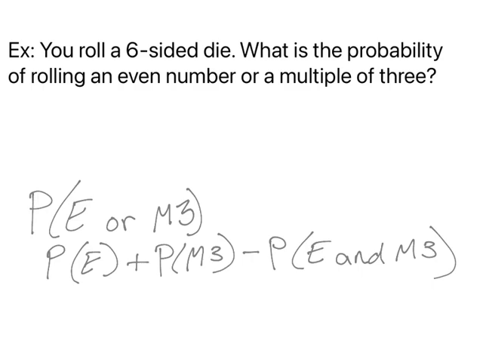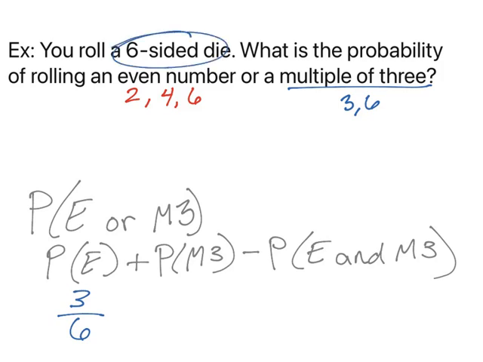Okay, well, what do these mean? So let's start with an even number. Well, 2, 4, and 6 are even numbers. What about multiples of 3? Well, that's 3, 6, 9, 12, 15. Those are all multiples of 3. Okay, great. So looking at the probability of even, there are 3 of them out of 6 total, right? Because it's a 6-sided die. Probability of a multiple of 3. Well, there are 2 multiples of 3 out of 6 total.